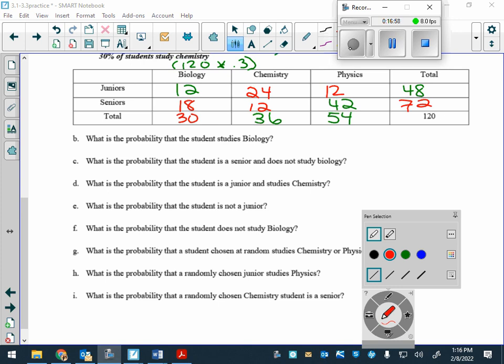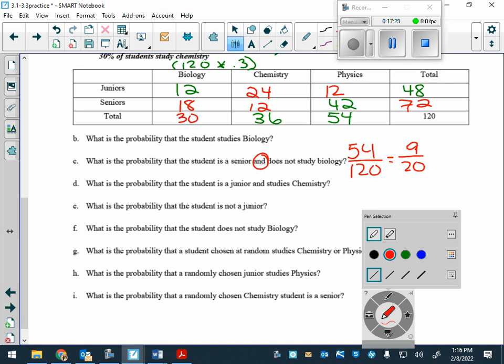So, what is the probability that a student is a senior and does not study bio? Okay, so you look at the seniors, does not study bio is 12 plus 42, which is, oops, sorry, senior and does not study bio, so you're adding these two together still. 54 out of 120, which reduces to what?